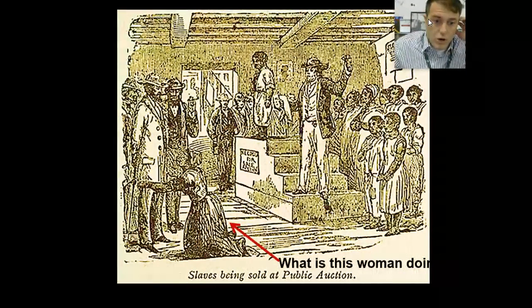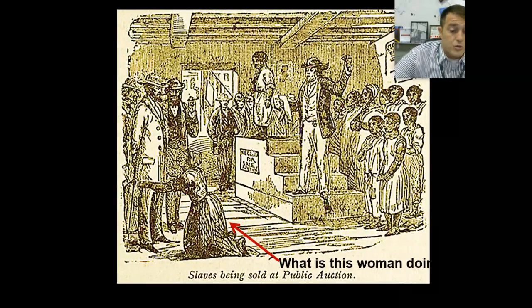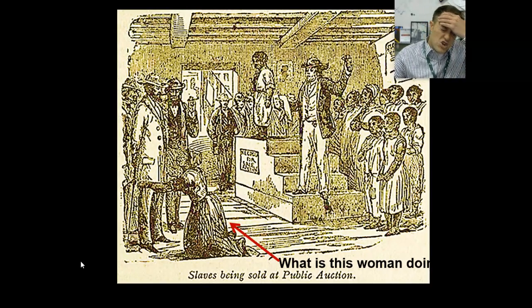So what do we see here? What is this woman doing? Look at what we have going on here. If you guys have guessed this woman is pleading to not have her child sold away from her, you're absolutely right. And again, this is a side effect of the banning of the slave trade in 1809.